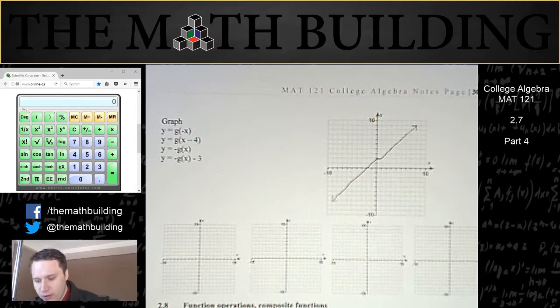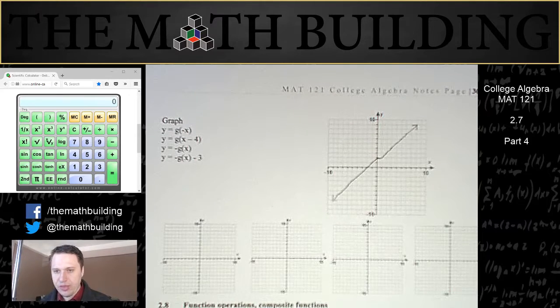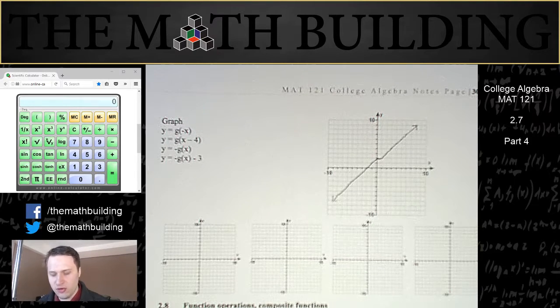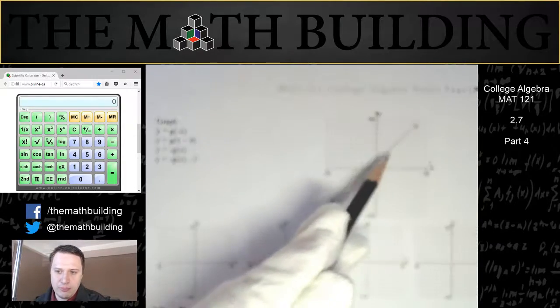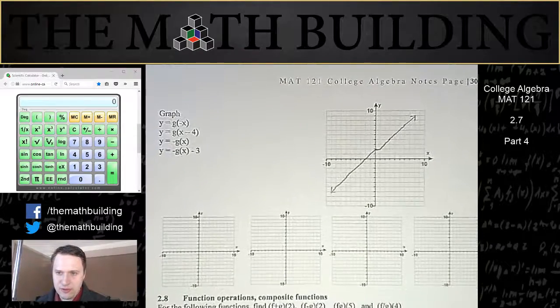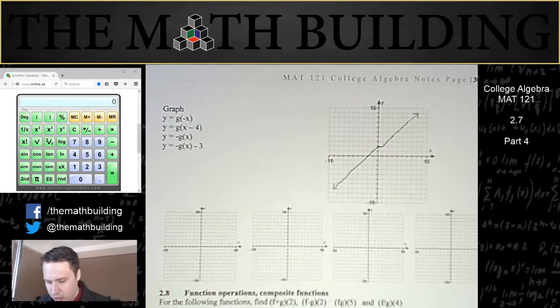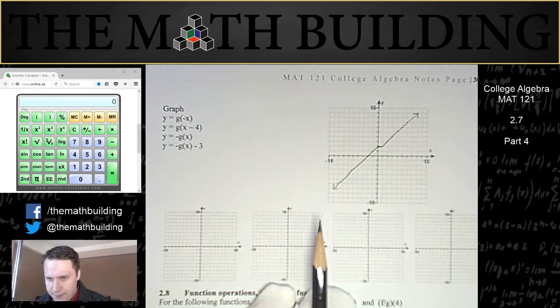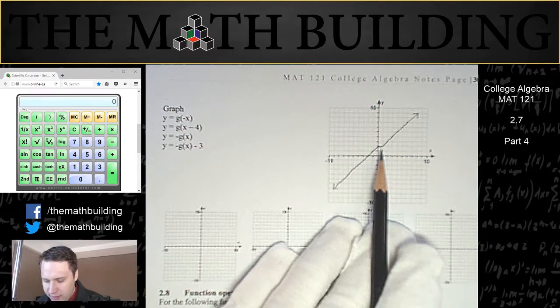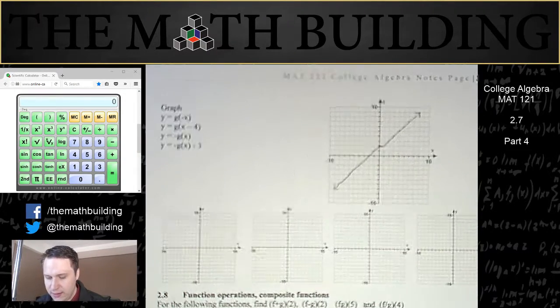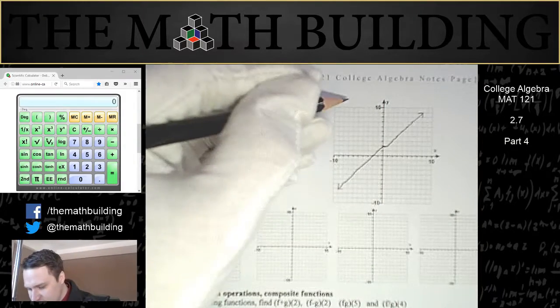Let's do part 4 of section 2.7. This last one requires a lot of concentration. It's pretty tricky. Here's a parent graph. Notice that graph is a piecewise function because it's a line at first, and then it's a constant for a little while, and then it's a line with positive slope again. So this is g of x right here.